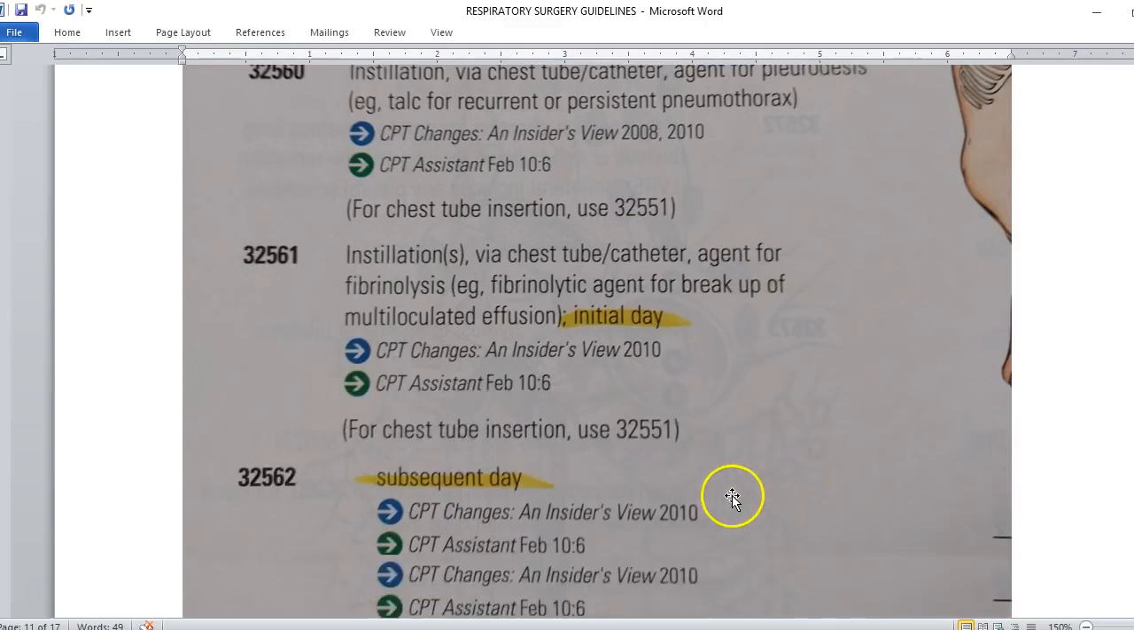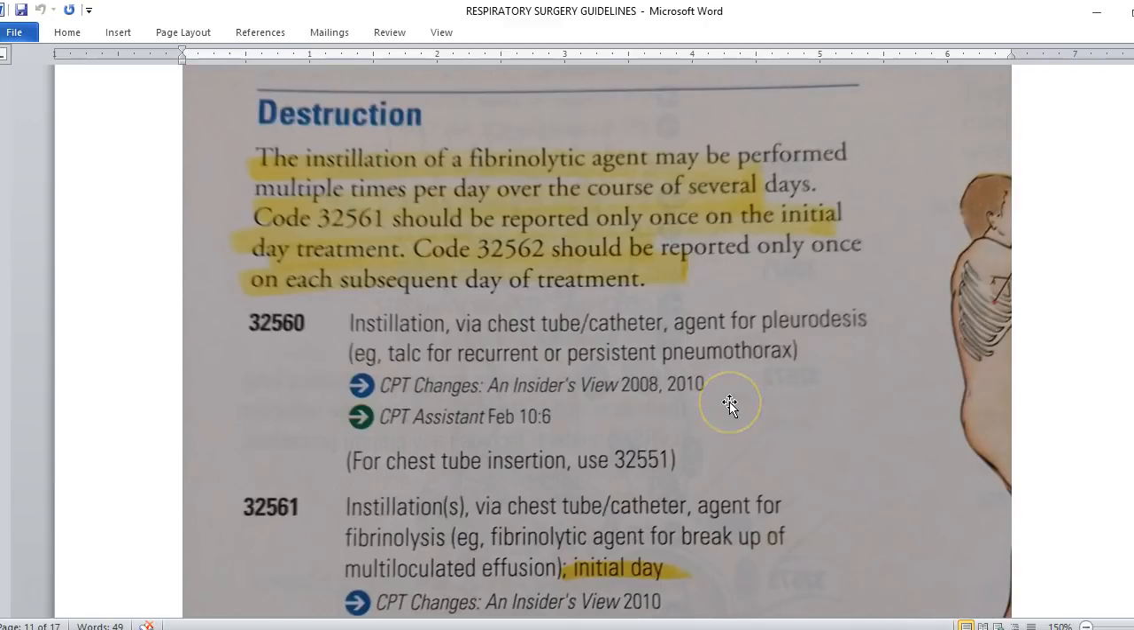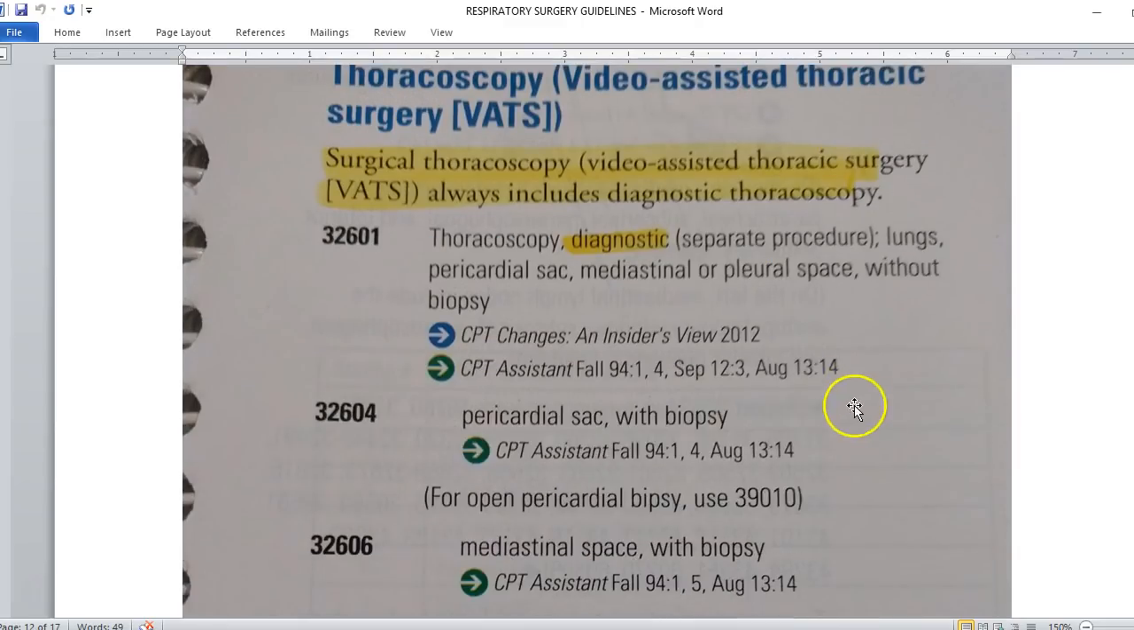And again, you can see here. And then for chest tube insertion, so they're telling you right away that these installations right here, this is something that we tend to do with a chest tube, which is why there's a notation underneath it. And again, for this one, you can look up installation or you can look up destruction. Again, the thoracoscopic VATS, so it reminds us surgical thoracoscopy always includes diagnostic thoracoscopy.